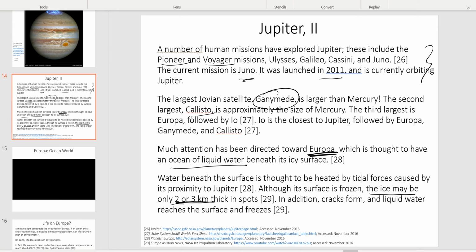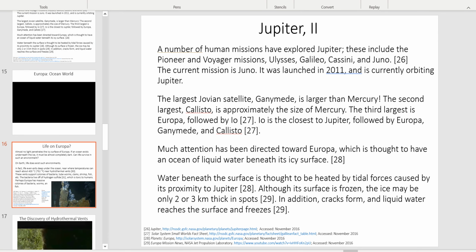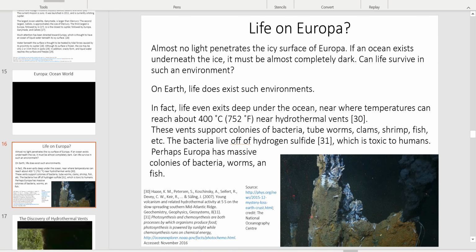I should say that we have directly observed cracks forming and liquid water reaching the surface and then freezing. So this is part of the reason why we're quite sure that there is indeed liquid water down there. Now, there is really no light that's going to reach this ocean. However, that's not necessarily indicative of this ocean being inhospitable to life or uninhabitable.